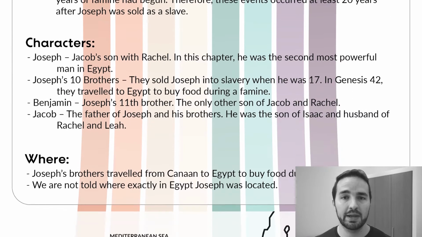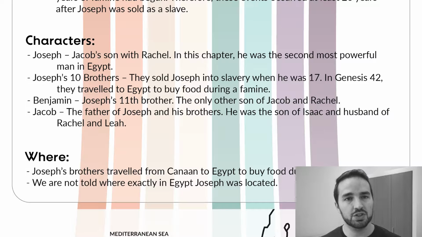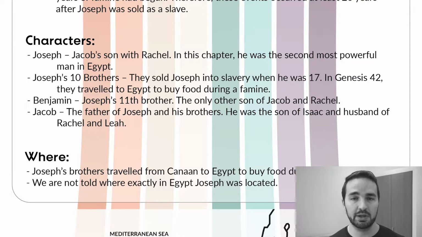Now, in terms of our main characters, we have Joseph. He is the son of Jacob and Rachel, and at this point he is the governor. He is the second in command in the nation of Egypt.